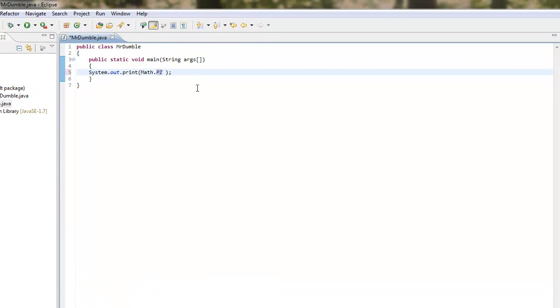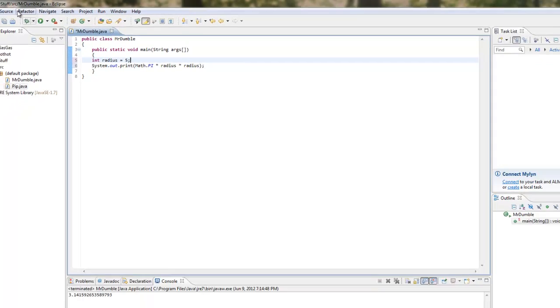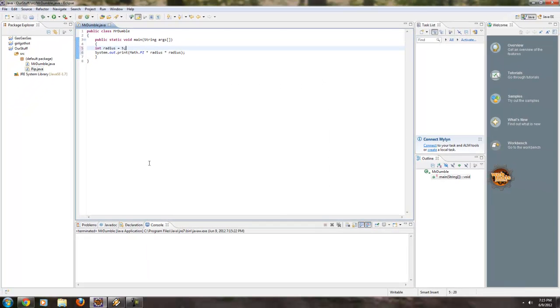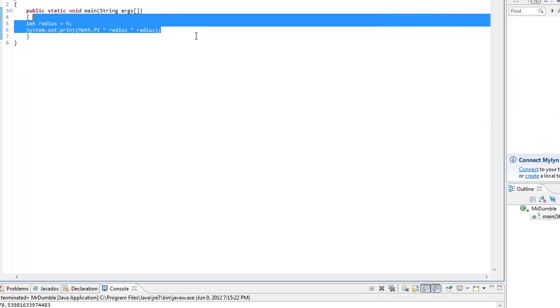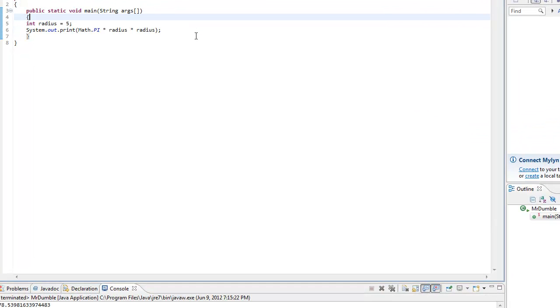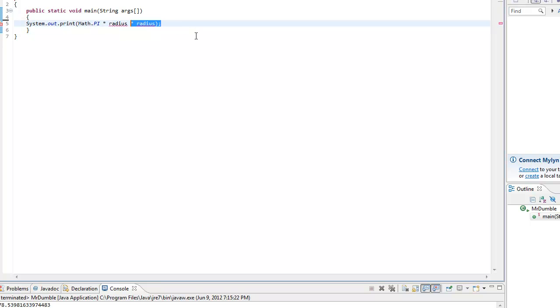And if you wanted to find some formulas, you could put in pi times radius, and try to find the area of a circle or something. But what the heck, why not? Integer radius equals 5. Run it, and the area of our circle would be 78.5 something something. So that's how to do pi. And I don't want to delete this system.out.print because I'd have to type all that stuff up over again.